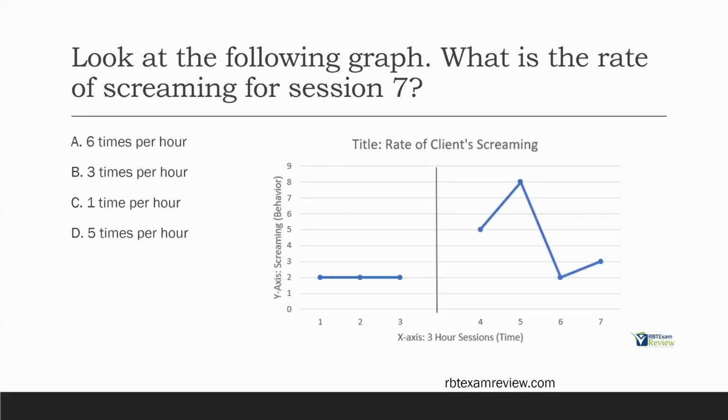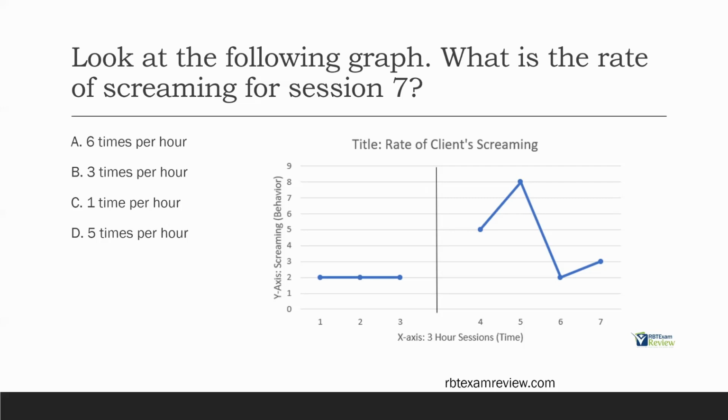Look at the following graph. What is the rate of screaming for session 7? Okay, so they will ask you 3, 4, 5 graphing questions on the exam. So you need to be prepared, but they're not going to be any more difficult than this. Typically, it's going to be a line graph. Line graphs are the most commonly used graph in ABA. And as an RBT, it's what you need to understand.